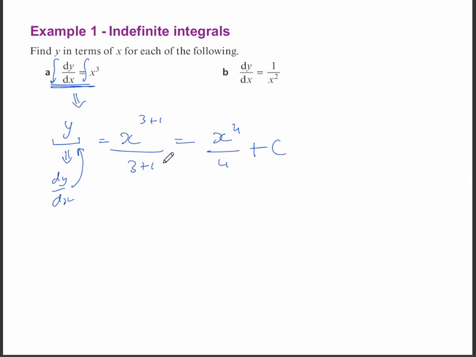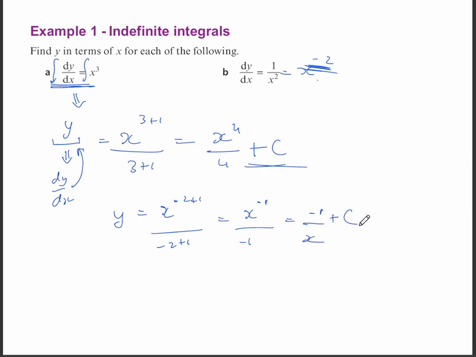Then for b, same thing again, integrate the left side, we get y. That is equal to, remember this is just x power negative 2. So we'll use the same rule that we have because n is not equal to negative 1. And so x power negative 2 plus 1 over negative 2 plus 1, which is equal to x power negative 1 over negative 1, which gives us negative 1 over x. Then obviously you don't forget the plus c.